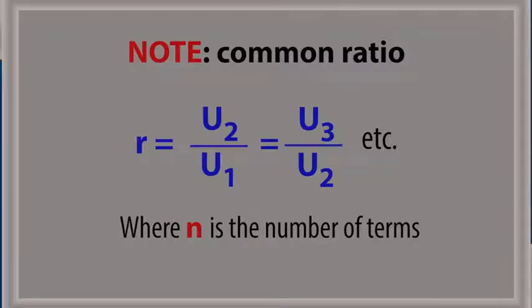Now note this for the common ratio. When you want to find the common ratio R, we have the second term U2 divided by the first term U1. And this is the same for U3 divided by U2, and so on, where n is the number of terms.